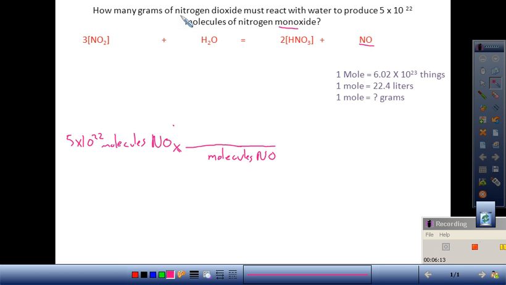Okay, well, we're going to grams of nitrogen dioxide, so a different chemical, and I'm going to grams. So I got to get out of NO and go to NO2. Di means two, so two oxygens.